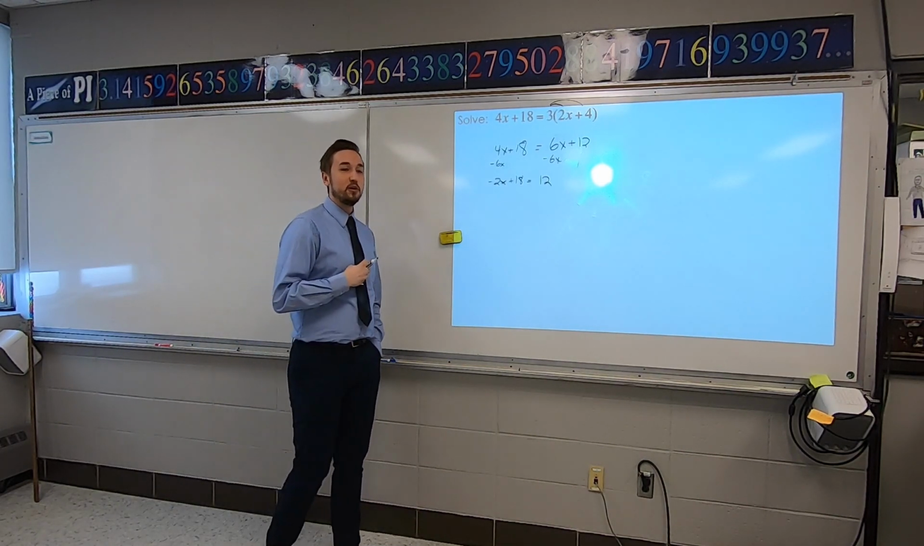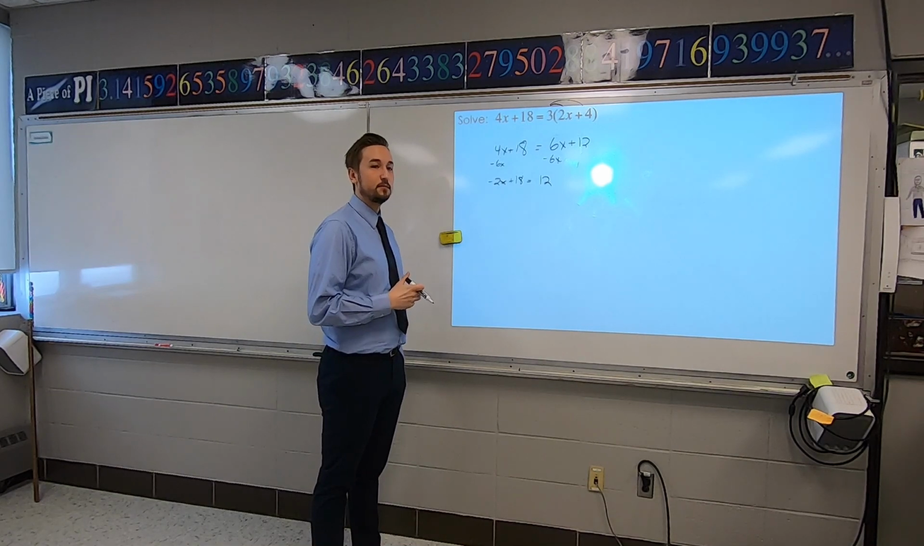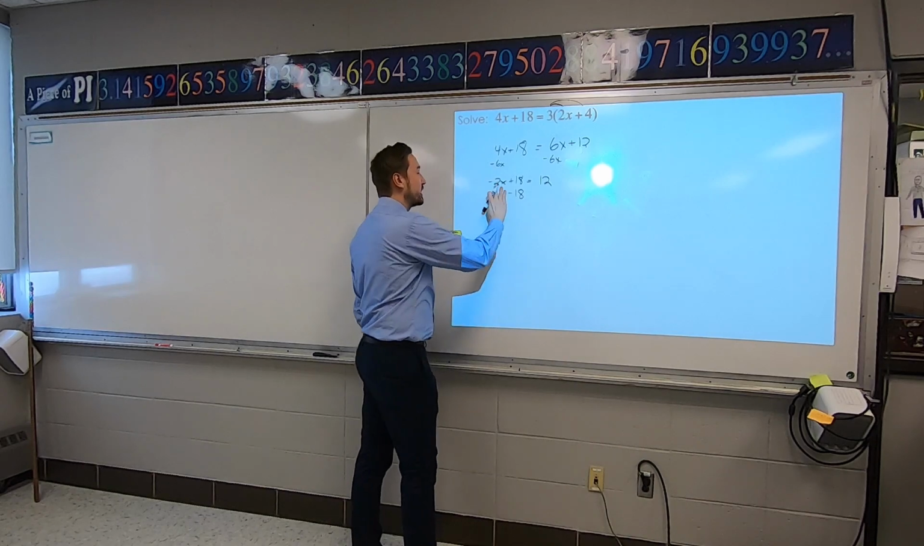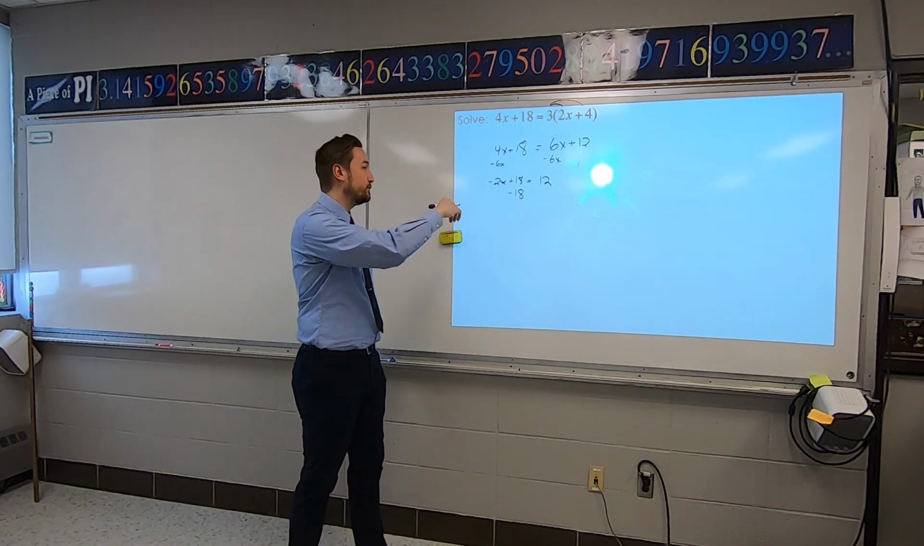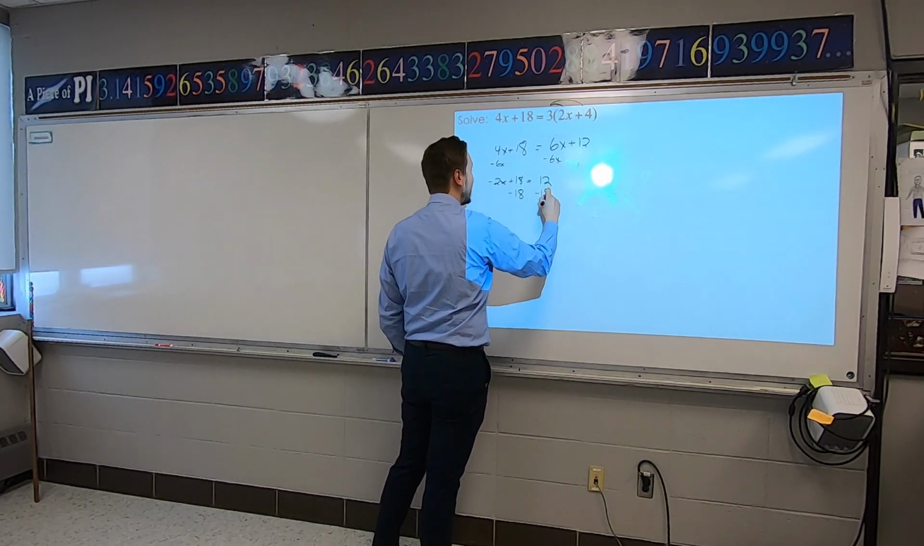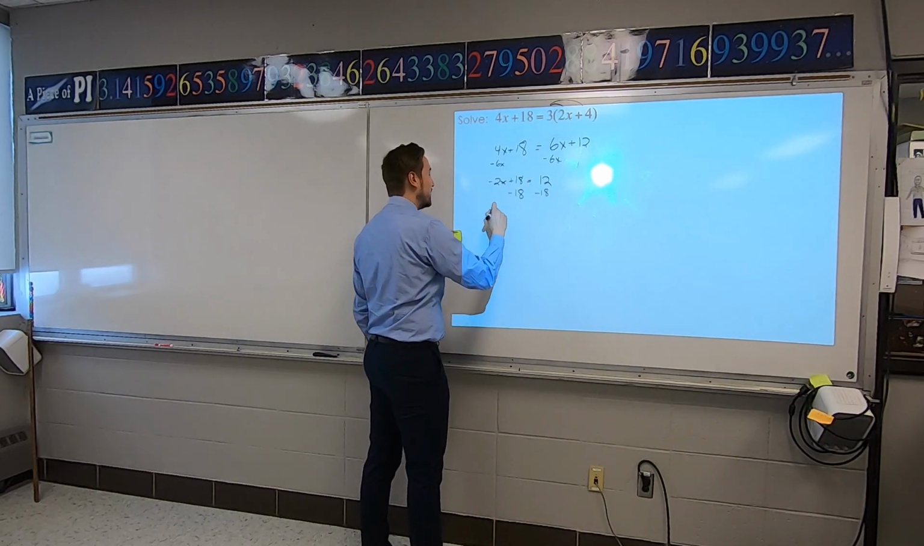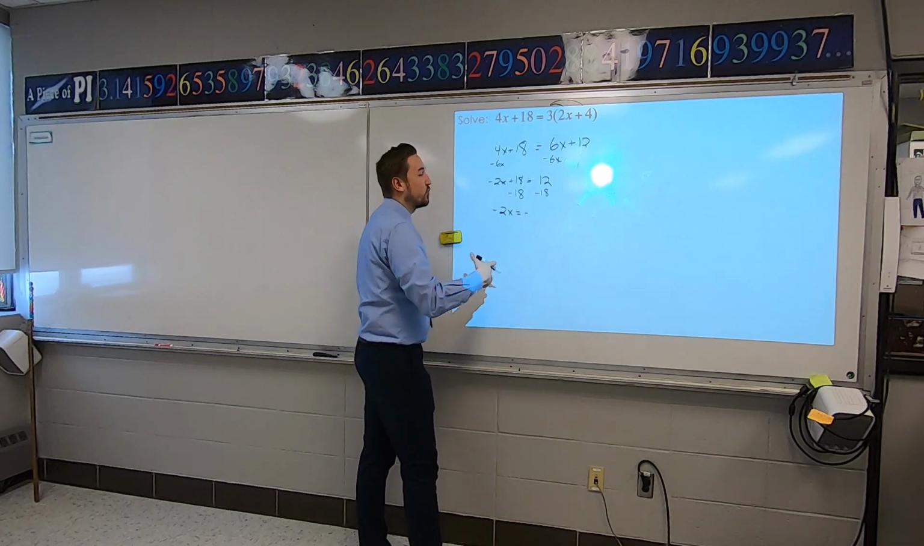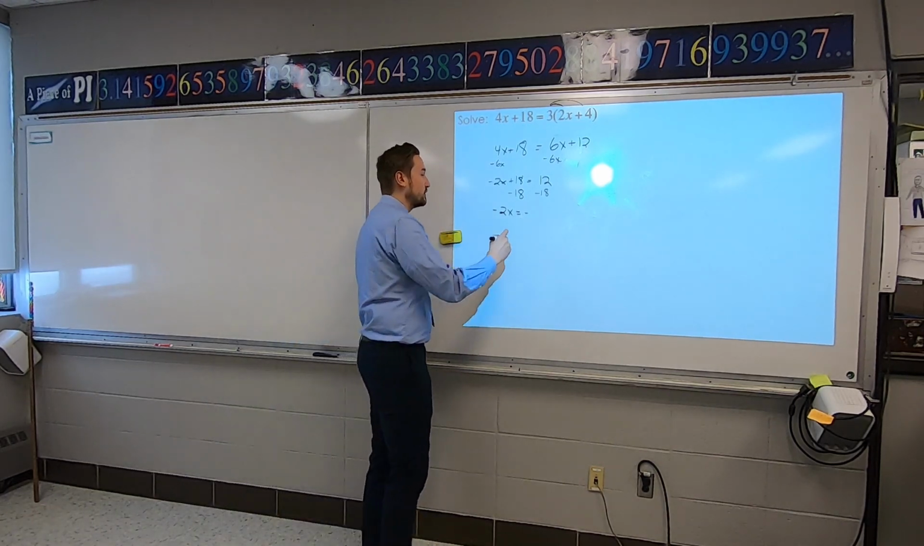Elliot, what do I do from here? Yep, we want to subtract 18 from both sides. We want to get our variable term all by itself. So we got to get rid of that 18 that's being added to it. So we're going to have a negative 2x equals 12 minus 18 is going to give us a negative 6.